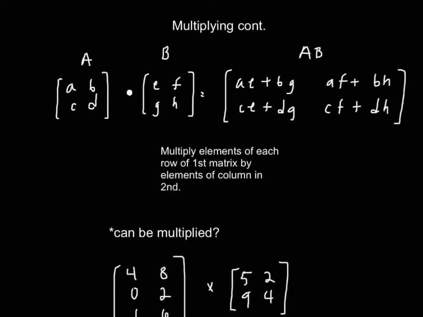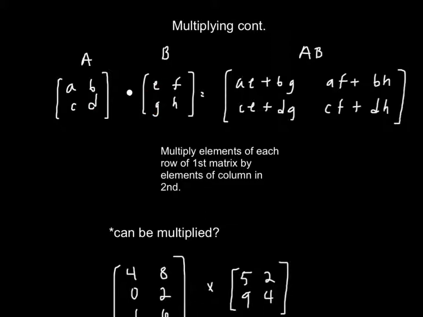So first, again, we have the first in the row multiplied by the first in the column. Then we have added to that the second in the row by the second in the column. So we're always moving in rows here and columns here. So A times E plus B times G. So the next one, we will have C times E plus D times G.